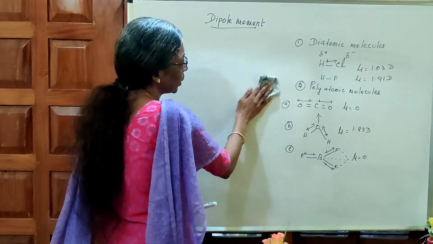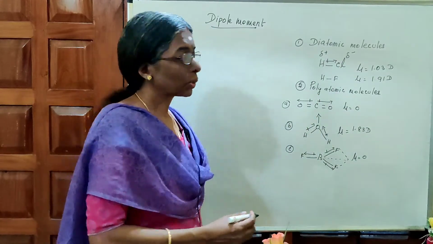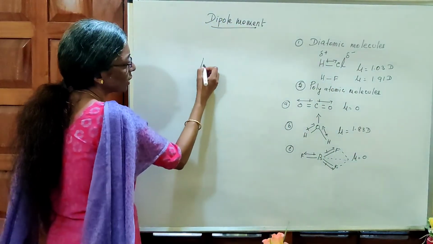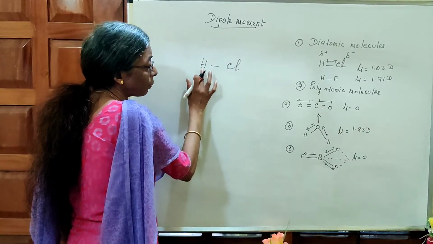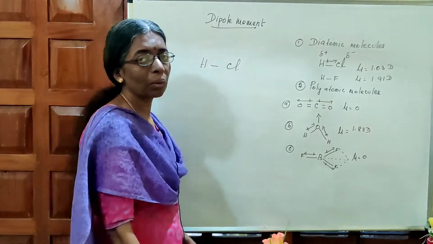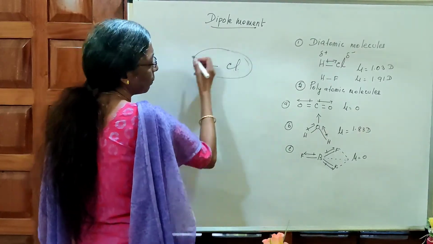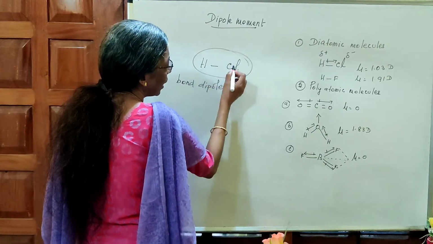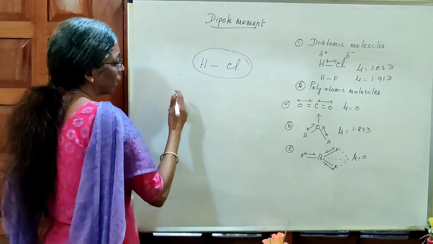So diatomic molecules, for example, HCl, I have written here. Cl is more electronegative, so the dipole moment is like this. In HCl only one bond is there, so the dipole moment of this bond gives the net dipole moment of the molecule. This is the bond dipole, but because only one bond is there, we can tell the dipole moment of this HCl.